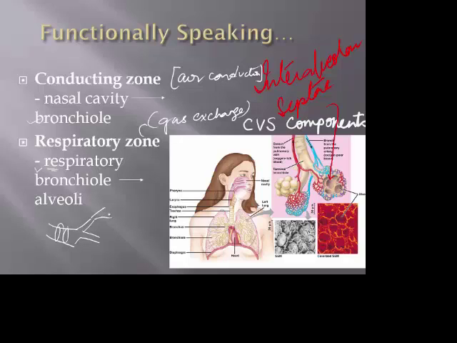When it gets even smaller and smaller, it finally leads to a respiratory bronchiole which actually has alveoli budding out from its walls like this. So you can see a respiratory bronchiole is a tube which is interrupted by alveoli between them, okay? So here, this would be a regular bronchiole. And this part here is a respiratory bronchiole where you have alveoli budding out from the wall.